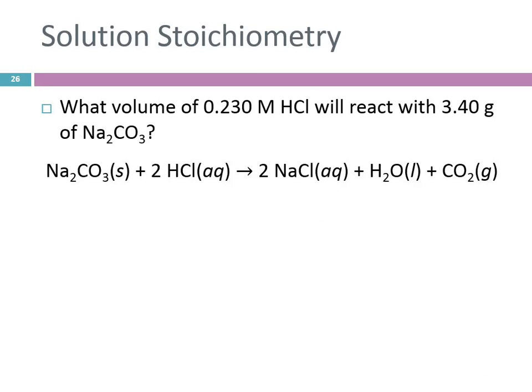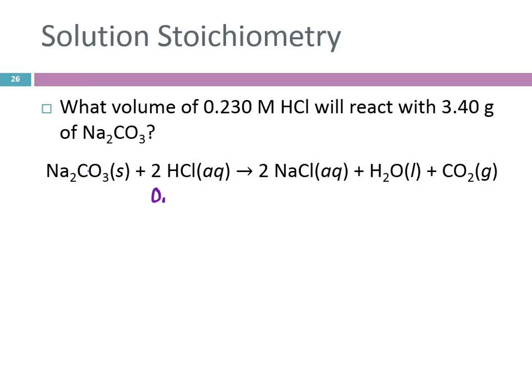So let's look at this. What volume of 0.230 molar HCl will react with 3.40 grams of sodium carbonate? Equation given. With all stoichiometry problems, you need a balanced chemical equation, and then let's use that to organize our information. So here we have 0.230 molar HCl. Well, let's write that under HCl in the equation here.